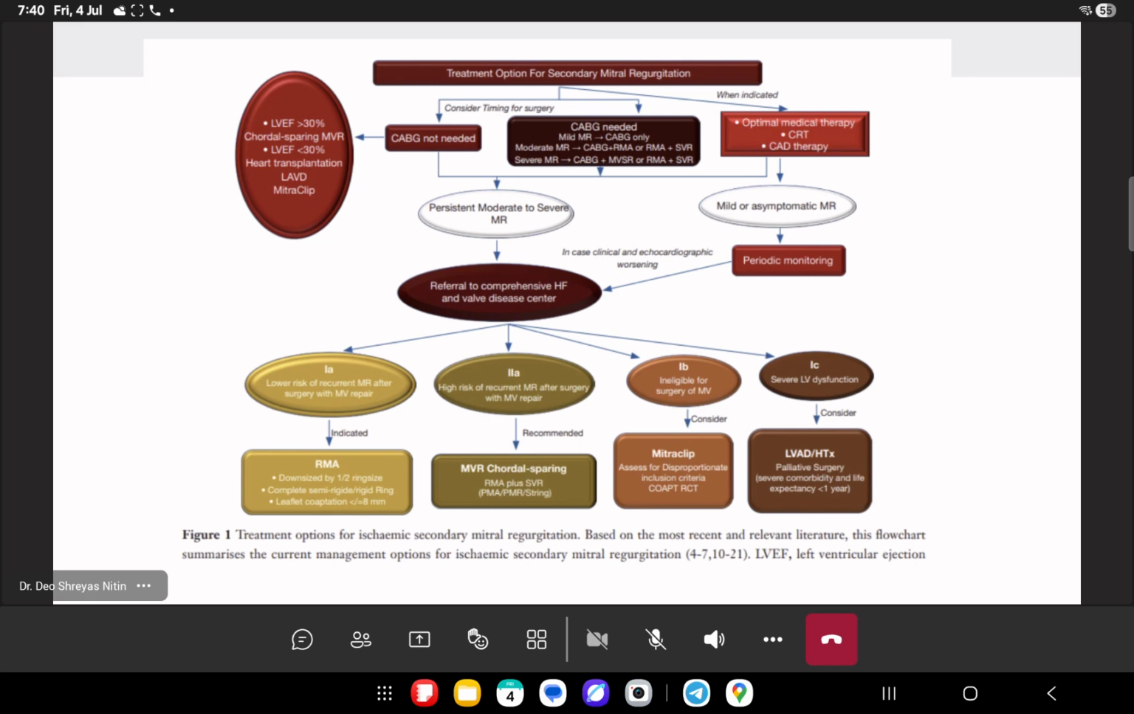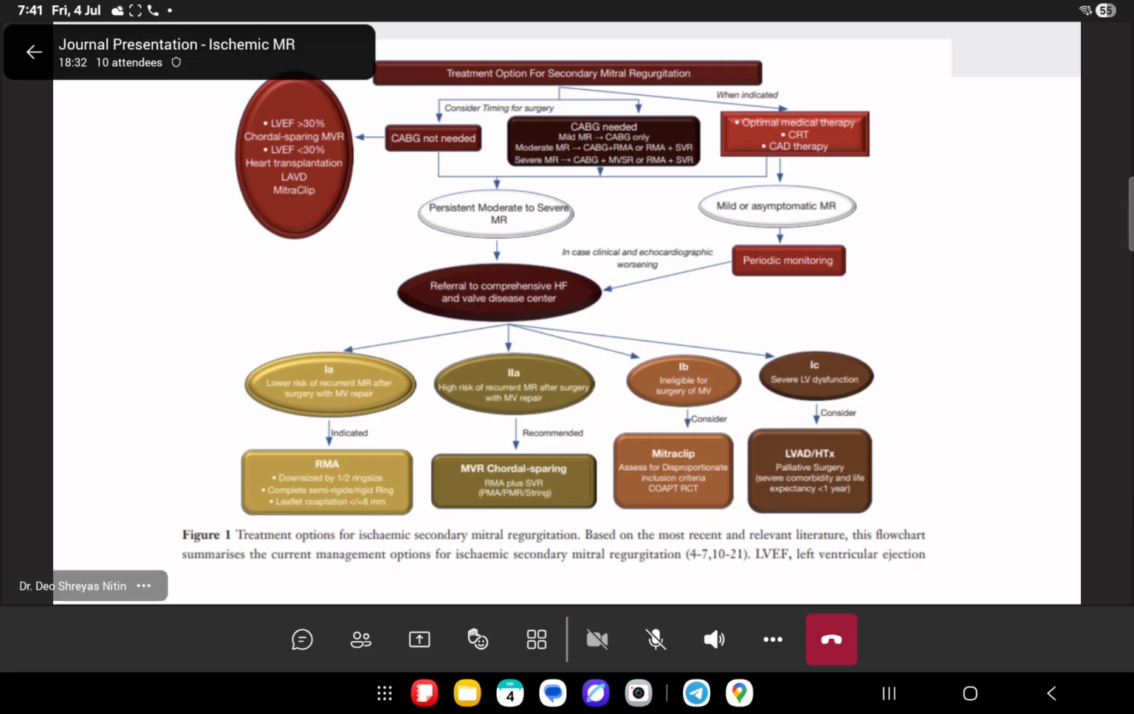If the MR is persistent, moderate to severe, then it can be divided into four categories: 1A, 1B, 1C, and 2A. 1A includes lower risk of recurrent MR after surgery with MV repair. 2A includes high risk of recurrent MR after surgery with MV repair. 1B is ineligible for surgery or MV repair, and 1C is severe LV dysfunction.